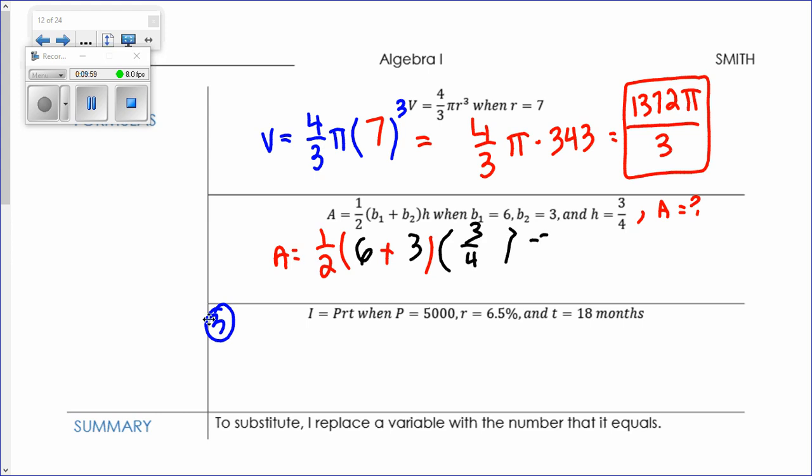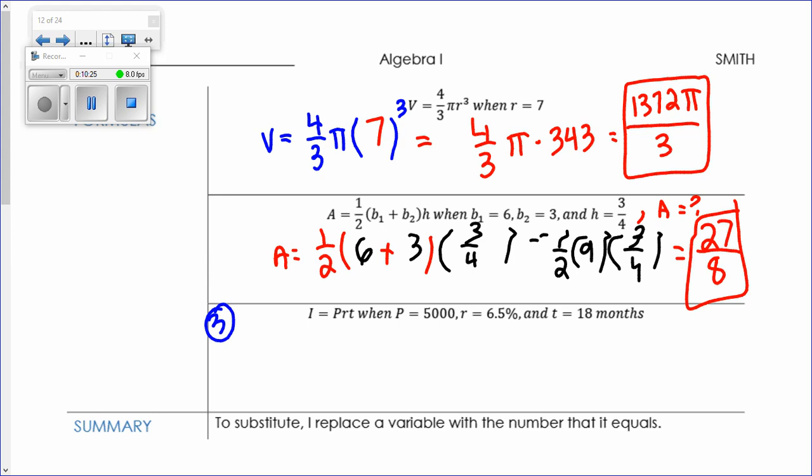So I'll do some quick math here. I have 1/2 times 9 times 3/4. That's going to give me an answer of 27/8. Final answer. I'll let you solve for I and the third one on your own. So in summary, to substitute or evaluate, you're just replacing a variable with a number that it equals.